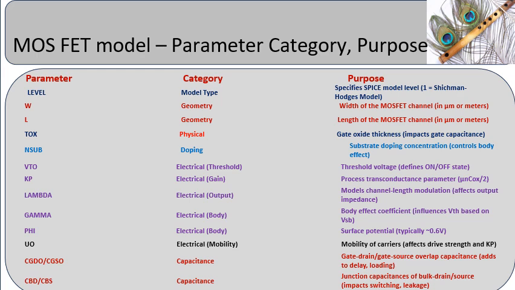Other parameters like threshold voltage, transconductance gain, mobility, channel length modulation, parasitic capacitances etc. are influenced by various factors shown in the table.